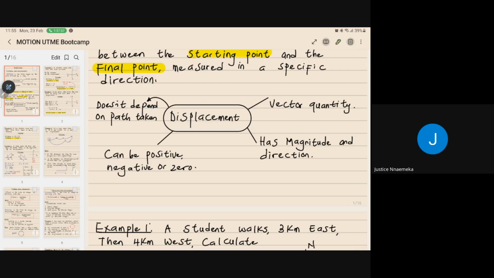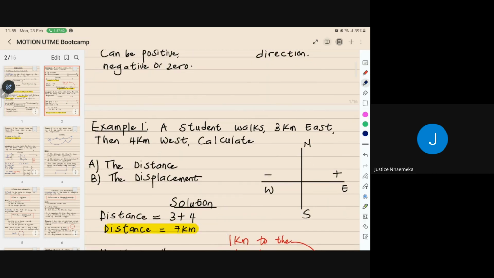Now I went ahead to solve some questions. When they ask us to find distance, they are just trying to tell you the total length traveled by a body. So if I go 3 kilometer east, 4 kilometer west, I'm calculating the distance. I don't care about the direction. I'm only concerned with the total length that was covered. And you saw how we added them together and it gave us 7 kilometer.